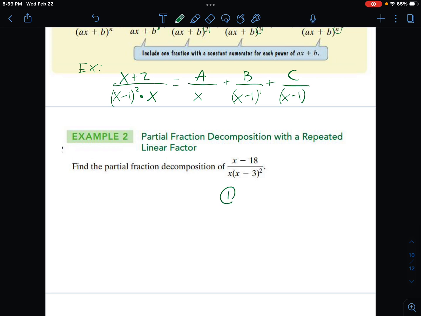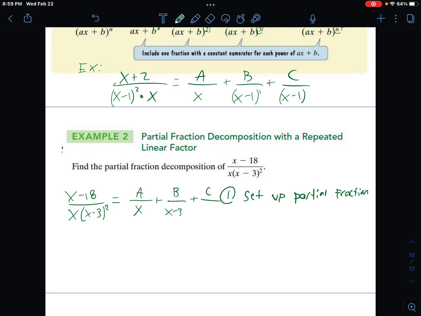Step 1, set up partial fraction notation. Okay, so let's go ahead and do that. We're going to have x minus 18 over x times x minus 3 quantity squared. Well, this is going to have one factor, a over x, plus b over x minus 3, plus c over x minus 3 squared.